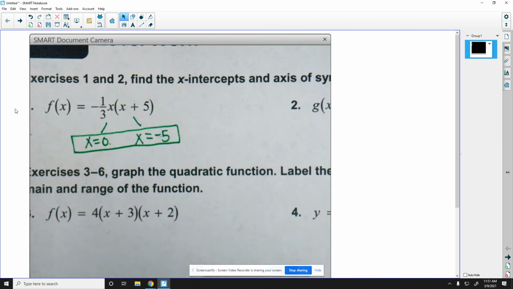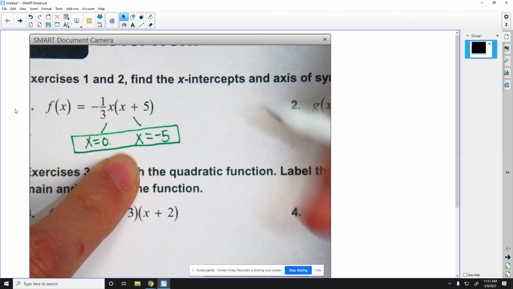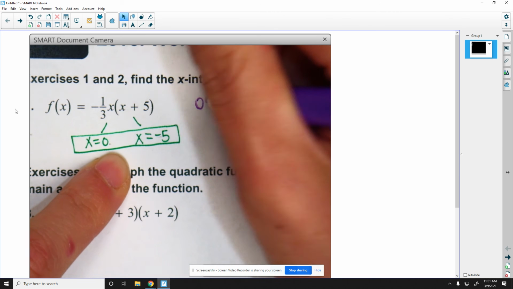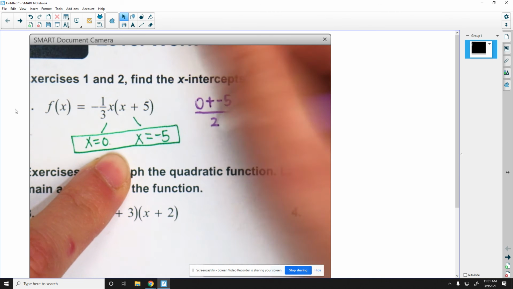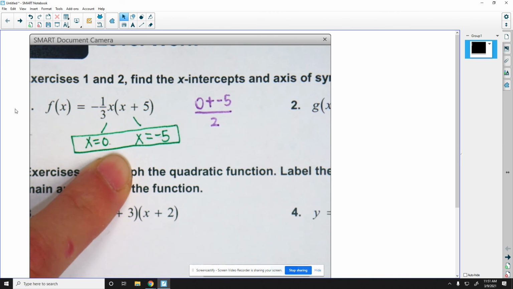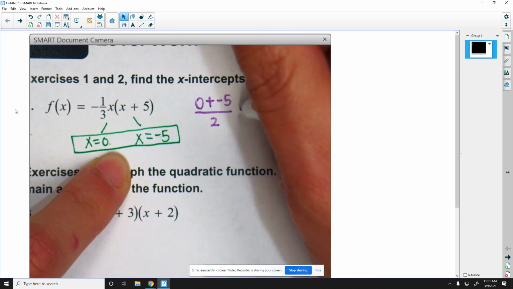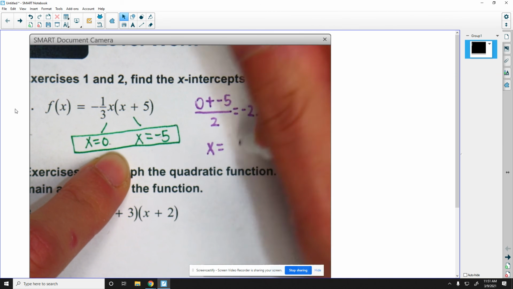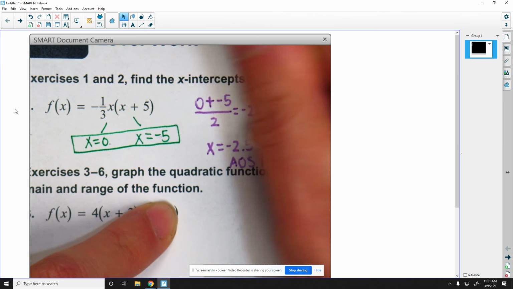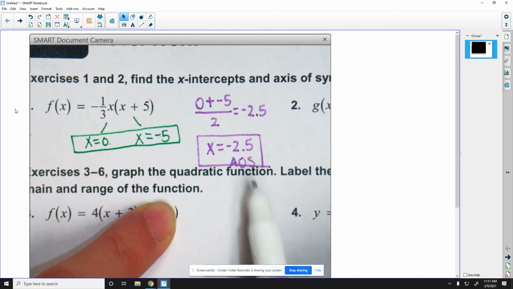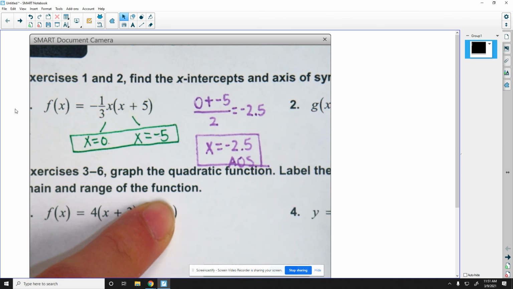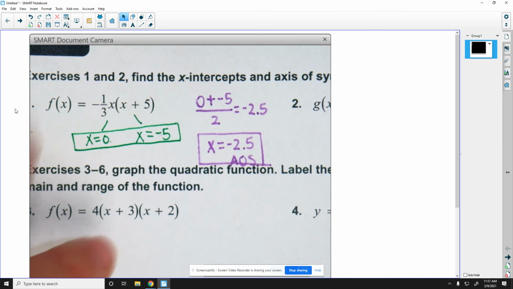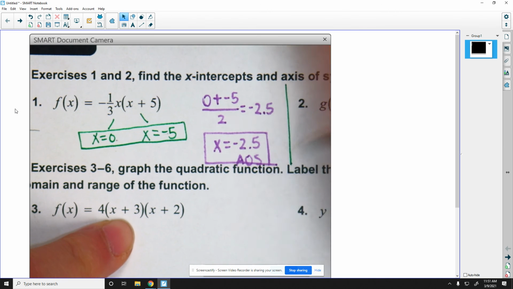So if you already have your zeros, you can easily find your AOS by just saying, okay, 0 plus -5 divided by 2. So 0 plus -5 is -5, divided by 2 is -2.5. So my AOS is x equals -2.5. And that makes sense. Halfway between 0 and -5 is -2.5. So that's what you're going to be doing for number 2.